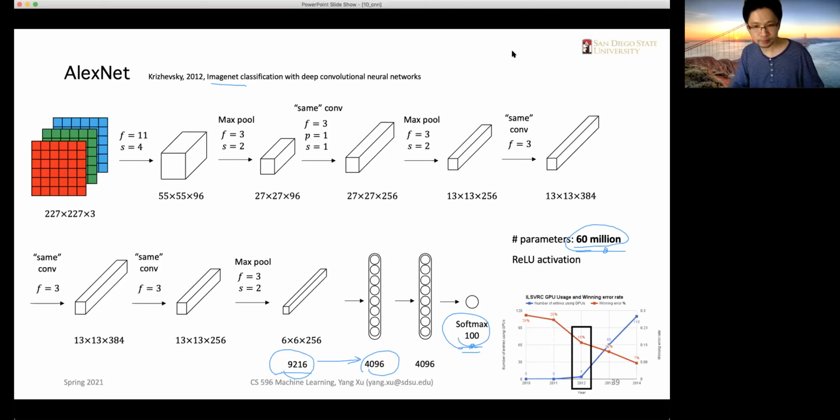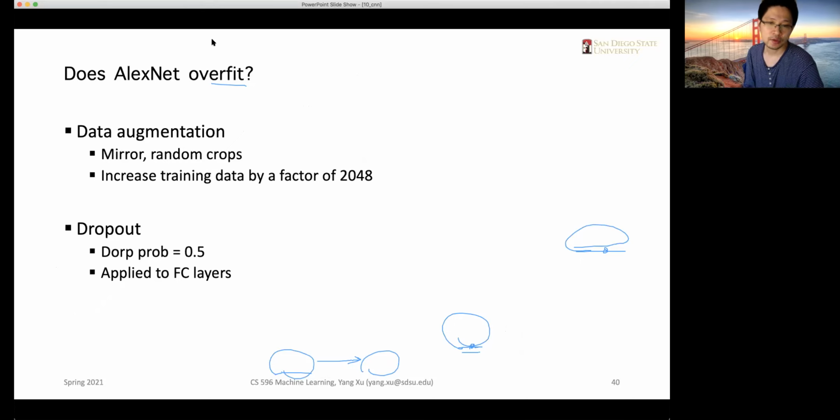But somehow they overcame all the difficulties by increasing the accuracy by 10%, which was a significant improvement at that time. Which means that computer vision is becoming a very mature and reliable technique. Okay, so that's AlexNet.